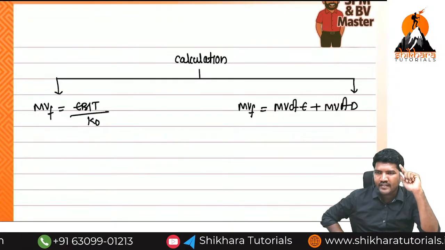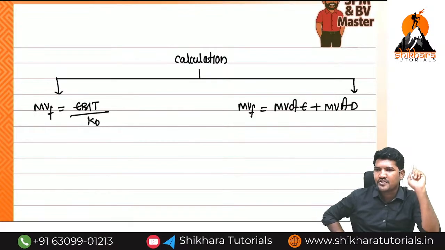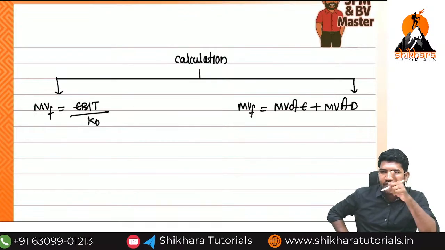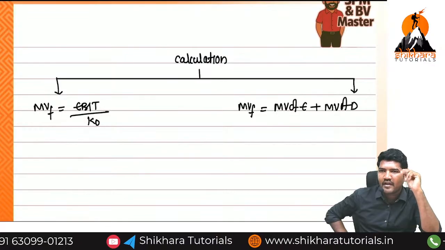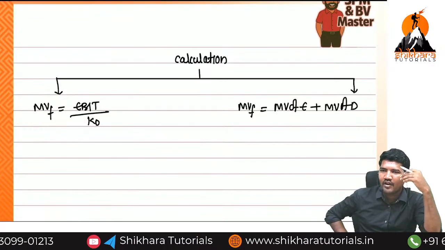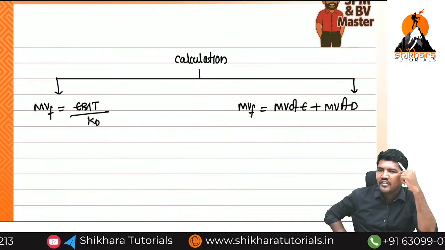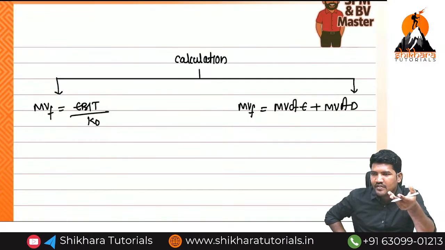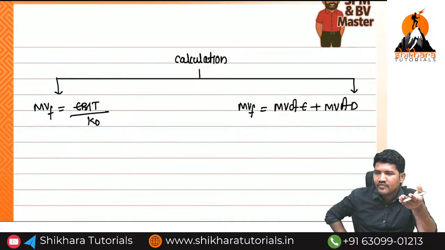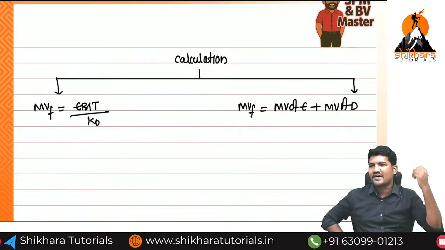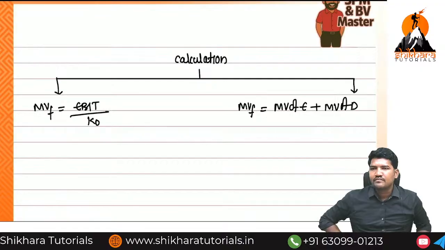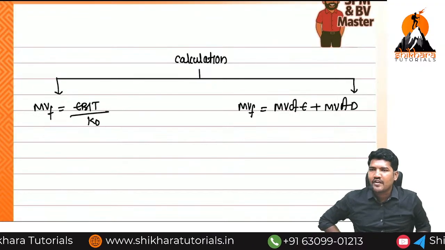I am paying 10,000 every month at a 10% rate. Can I find out the capital amount that you invested, or the amount of rupees I procured? How? 10,000 divided by 10%. What will you get? 1 lakh rupees. That is nothing but the market value of the firm.